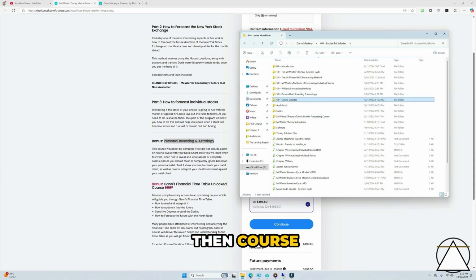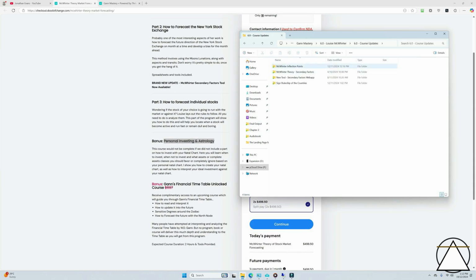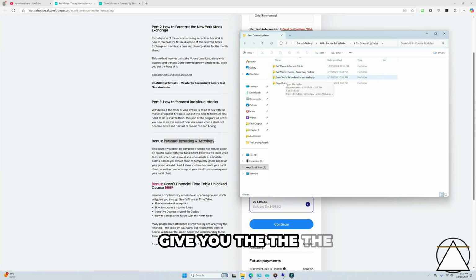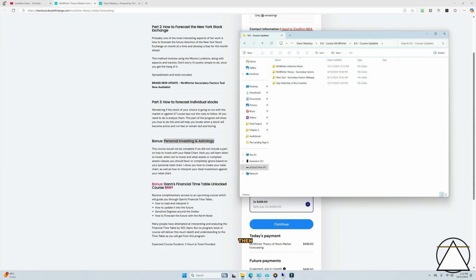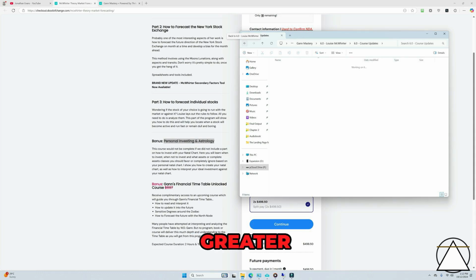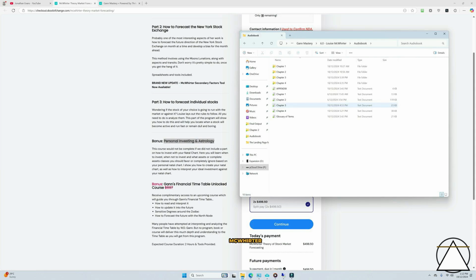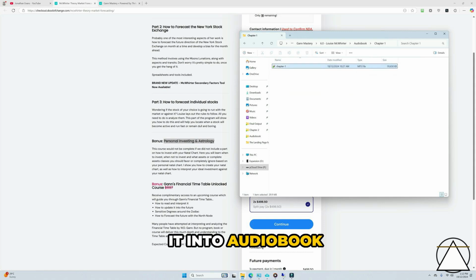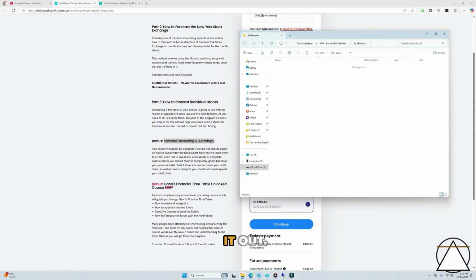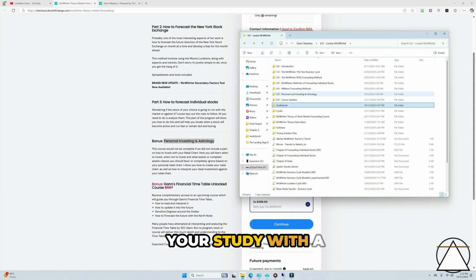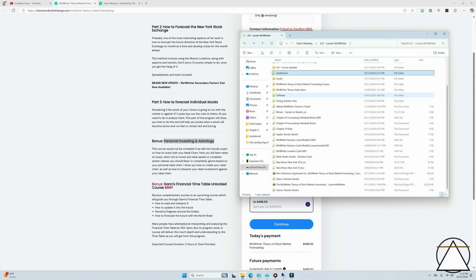And then course updates, I've included McWhirter's inflection points, McWhirter's theory of secondary factors. I give you the secondary factors tool, and then the sign rulerships of the countries, so you can understand what's going on in each country at a particular time and start to forecast greater things than just the stock market, okay? At the moment, I am working on the audiobook for the McWhirter course, so I've actually transcribed all the content, and I'm now turning it into audiobook format, so you don't have to listen to my voice reading it out. You can continue your study with a beautiful artificially generated voice and go from there.